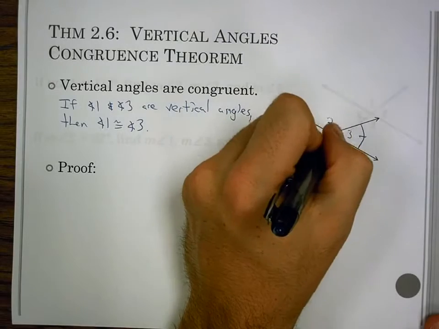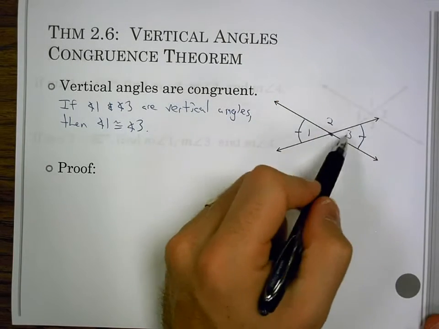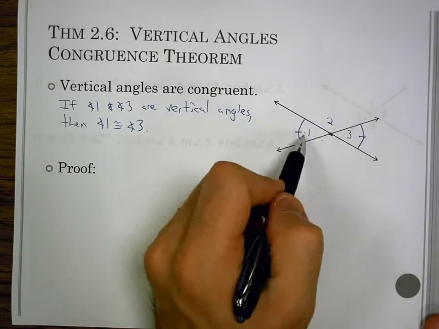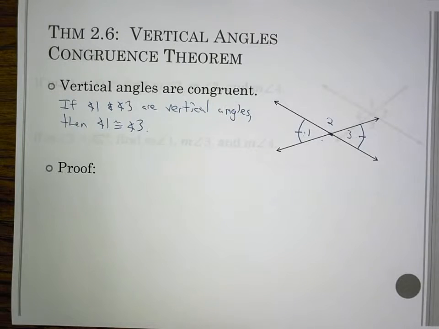So again, vertical angles, like we've talked about before, when two lines intersect, they're on opposite sides. We have to go through the vertex. Their sides also form opposite rays. So let's look at the proof for this one.